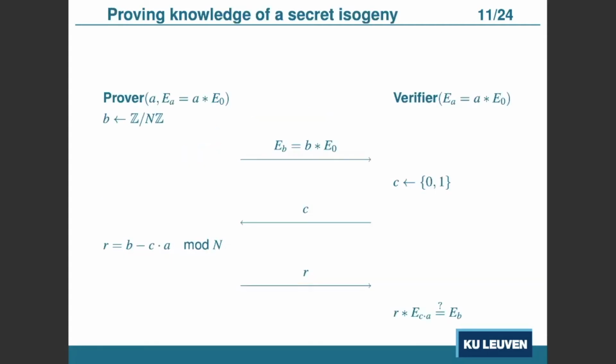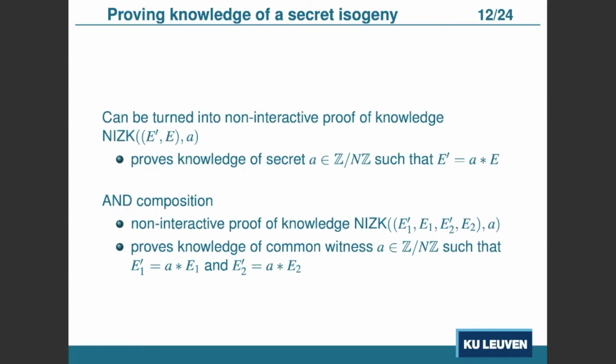With this hard problem, you can build several cryptographic primitives. Here is a Sigma protocol that allows a prover to prove knowledge of a secret integer A acting on the elliptic curve E0. It's very similar to a classic Schnorr protocol, except we don't have a group structure in the set of the elliptic curves. Using Fiat-Shamir, you can make this non-interactive.